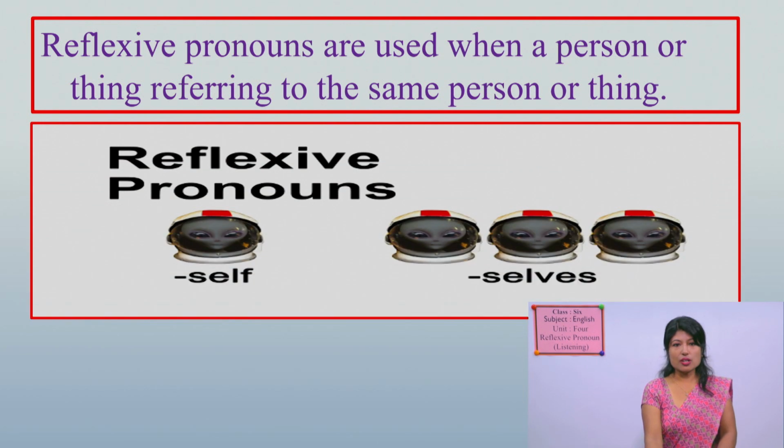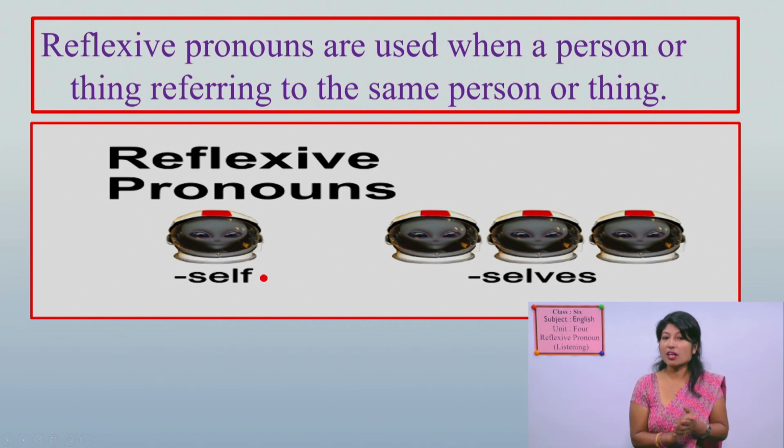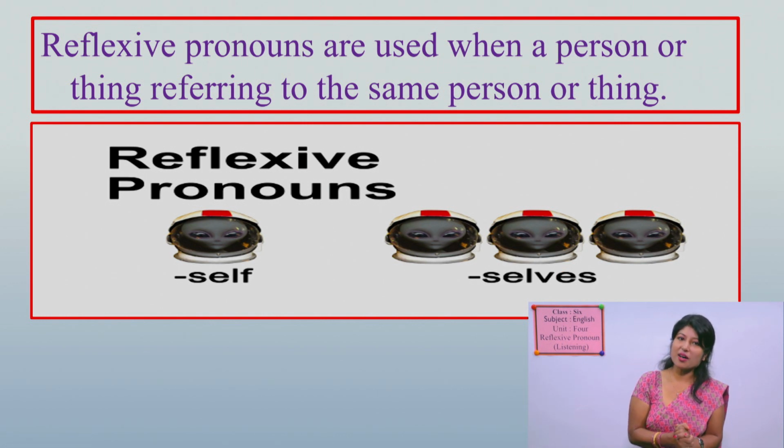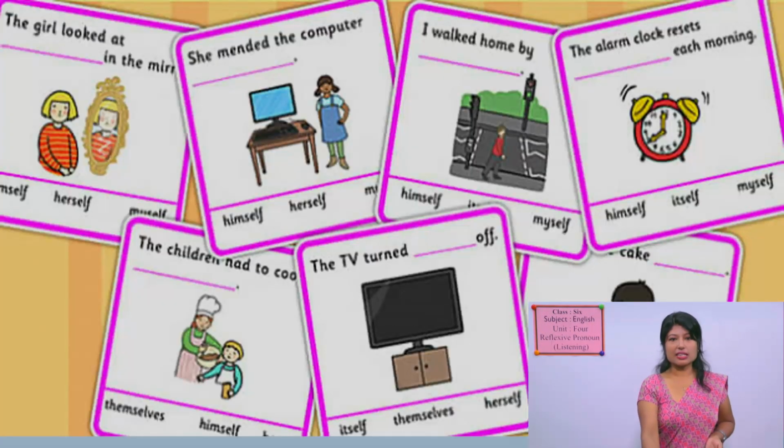So this is one more thing about reflexive pronouns. The self ending is singular, only one, when there is only one, and when there is plural, it becomes selves. Myself, themselves. So this is the way we use reflexive pronouns. Now we are moving to the next section, some more exercises.